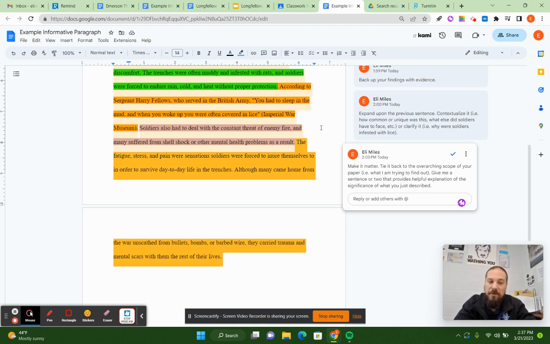Although many came home from the war unscathed from bullets, bombs, or barbed wire, they carried trauma and mental scars within them the rest of their lives. Okay. And so that gives me a nice little wrap up to that paragraph. I now can move on to my next body paragraph where I talk about something else.